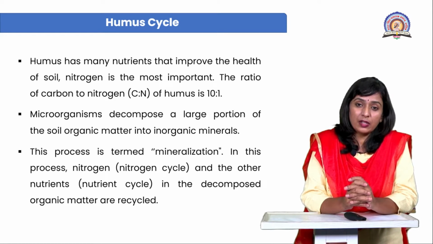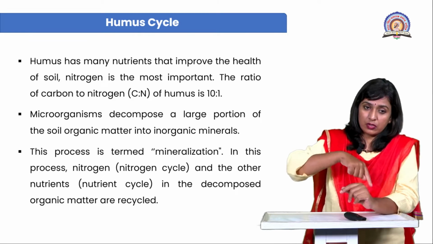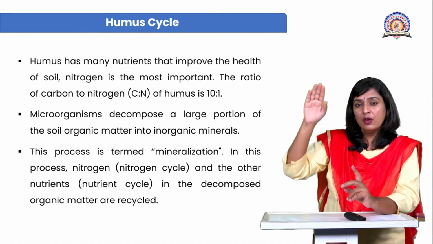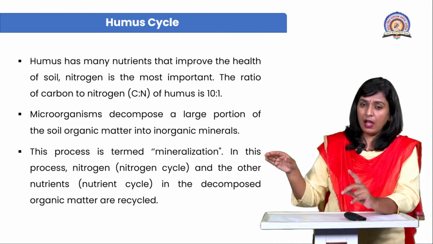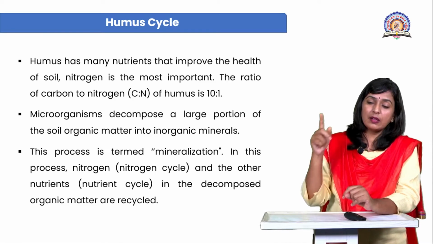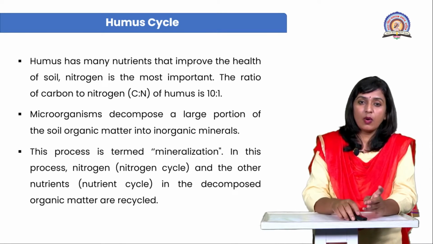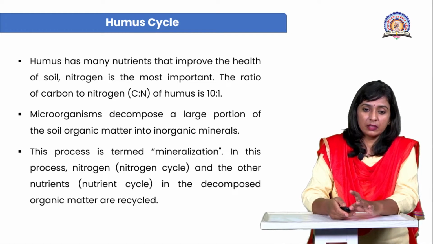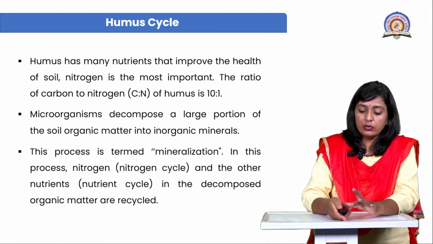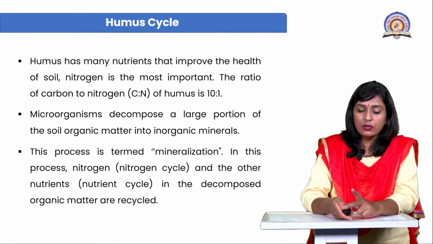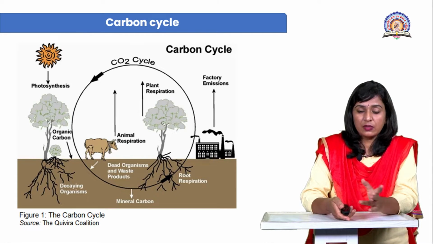So that is called mineralization. And when the nitrogen is set free, that nitrogen is utilized by the plant. From the plant it goes to the organic food material, from where it enters the human body or animal body, and again it returns to the soil. So this cyclic movement of the nitrogen is called the nitrogen cycle. Similarly, the nutrient cycle is also there. So recycling of the nutrients takes place because of this humus cycle as well as the decomposition process.